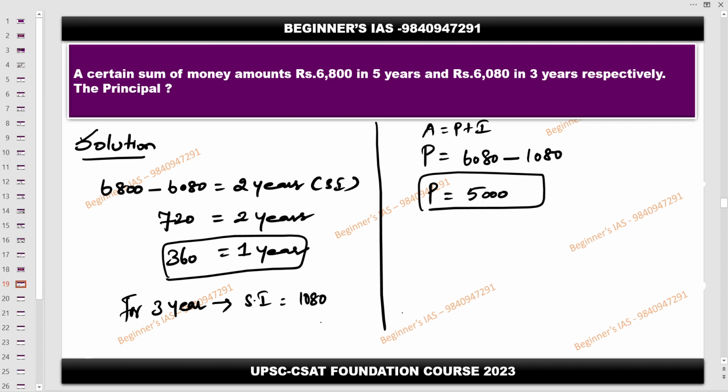Even for 5 years you can calculate the simple interest. Then you have to use this 6800 to calculate that. So you need to take the amount as 6800 instead of 6080, since we have calculated for 3 years, so we took 6080. Clear?